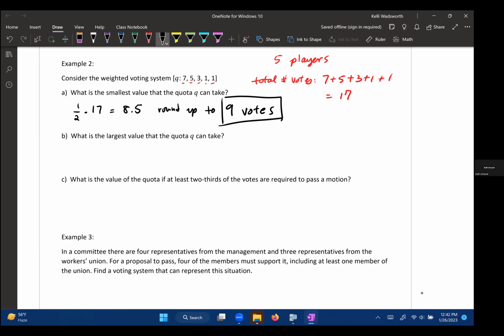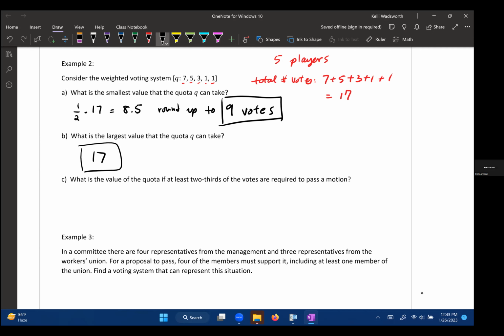All right, what is the largest value that the quota can take? Well, the total number of votes is 17, so the largest number the quota can be is 17, right? Does that make sense? Because you can't go above 17, but it could be 17. You could require that everybody just say yes. Like all of the votes have to say yes. That's called a unanimous decision, right?